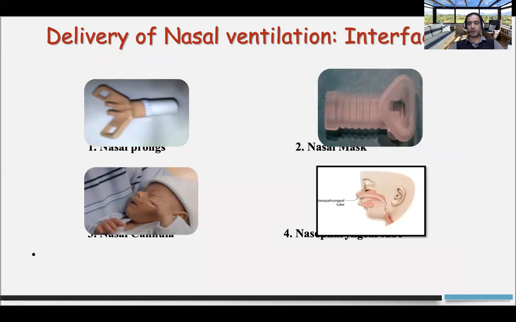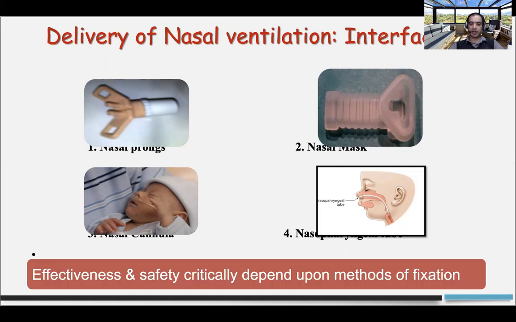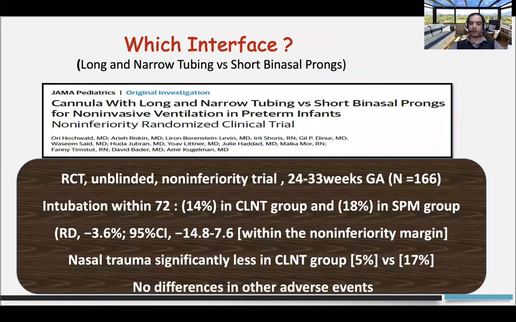There are various interfaces just like CPAP, and one can use whatever is available or whatever the team is comfortable with. The nasopharyngeal tube is largely obsolete because it gets frequently obstructed by secretions and it is more invasive than the other modalities. Not much has been studied about interfaces vis-a-vis NIPPV, but recently, last week, a study was published in JAMA Pediatrics where they compared long narrow tubings with short binasal prongs and mask.